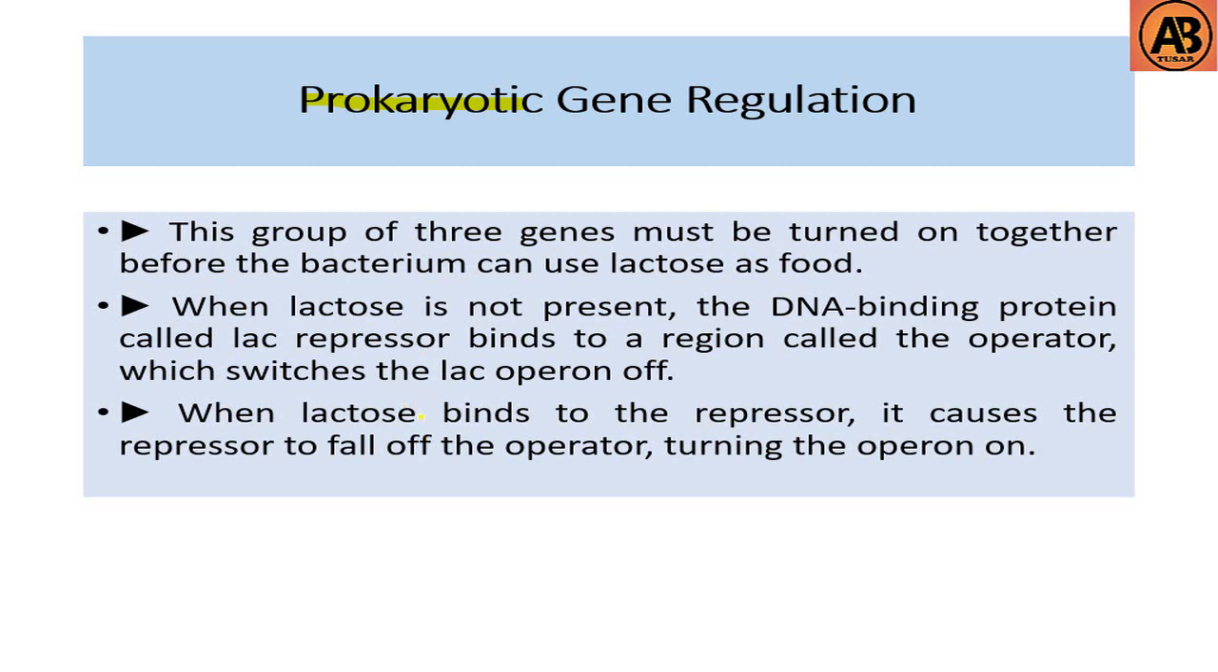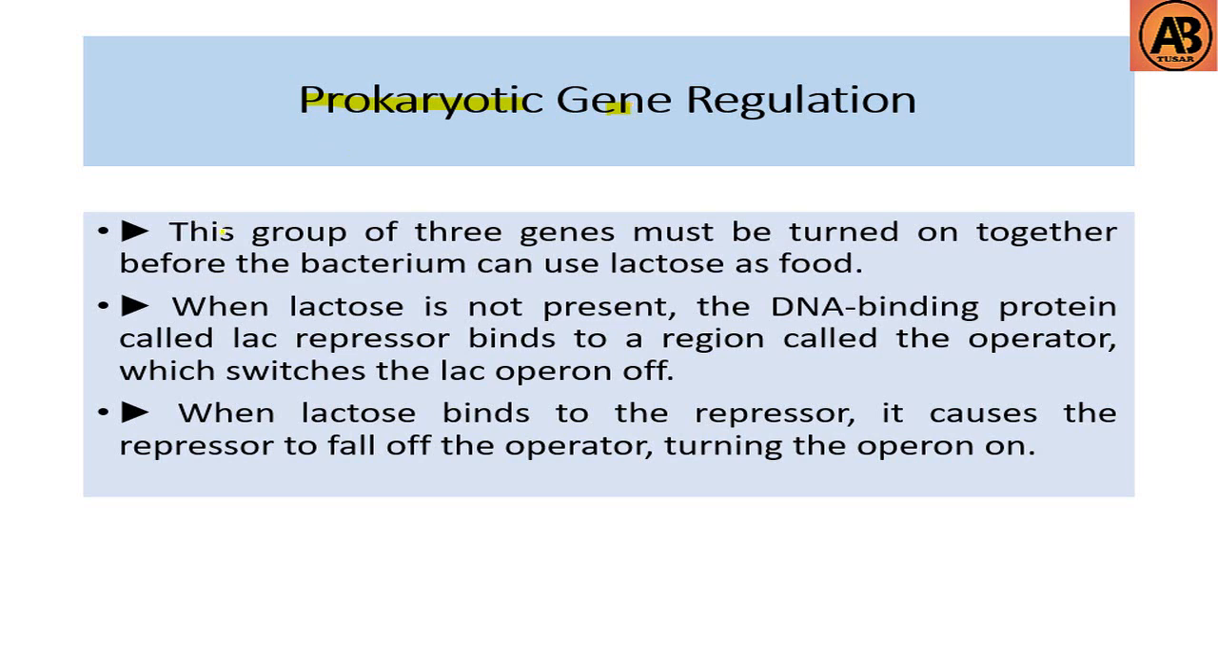In prokaryotes, DNA binding proteins regulate genes by controlling transcription. An operon is a group of genes that are regulated together. An example is the Lac Operon.